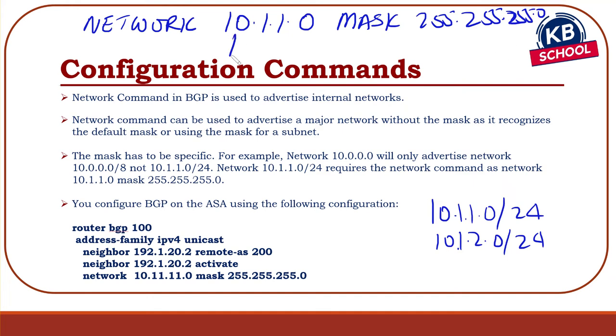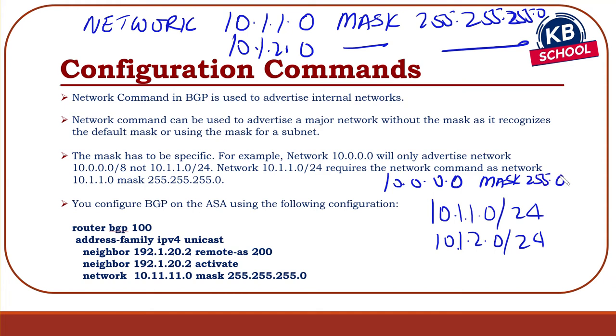So I would need to say network 10.1.1.0 followed by the keyword mask and the mask. All right, 10.1.2.0 with the same mask. 10.0.0.0 will not suffice for that, because if I say 10.0.0.0, that basically means a default mask of 255.0.0.0, which is not what this is.